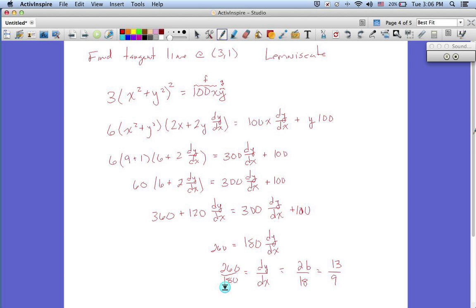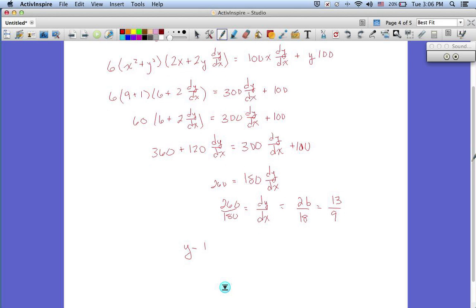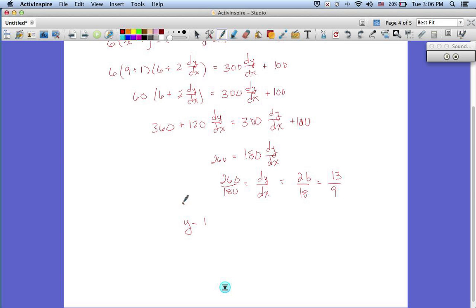Backwards, bring everything back, scroll down, and I have y minus 1, right, our y coordinate, if you look up top here, 3 comma 1. So y minus 1 equals m times x minus the x coordinate. So I get y equals 13 over 9 x minus, this is 39 over 9.